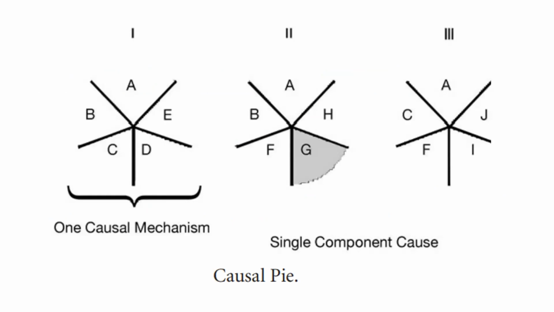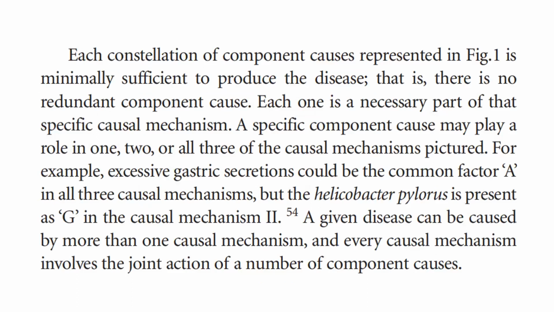So we have here the illustration, the one causal mechanism and the single component cause. Each constellation of component causes, represented in figure 1, is minimally sufficient to produce the disease. That is, there is no redundant component cause. Each one is a necessary part of that specific causal mechanism. A specific component cause may play a role in one or two or all three of the causal mechanisms pictured.